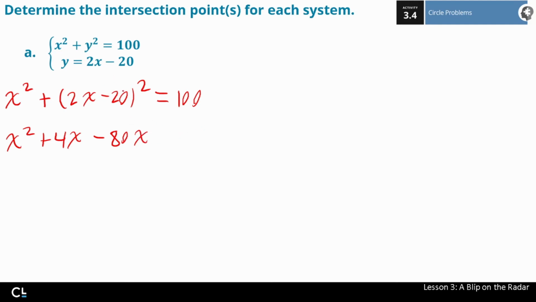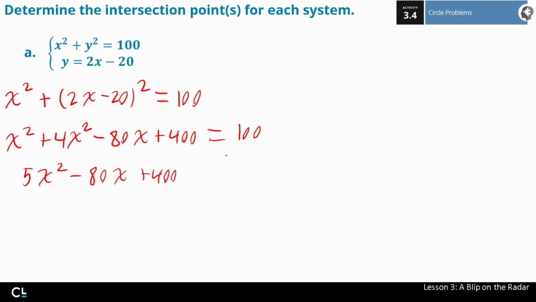And then finally, negative 20 times negative 20 will give me plus 400 equals 100. And this is what happens, right? Oh, sorry, this should be 4x squared. I almost forgot. Now we could simplify. We got 5x squared minus 80x plus 400.